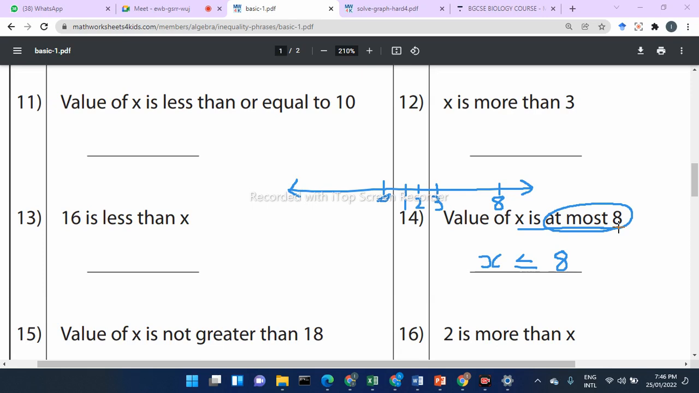Like if someone says, how much money do you have in your bank account? You say, well, I have at most 5,000. That means I don't know how much I have, but it isn't bigger than 5,000. So at most means it's going to be the highest number, which is 8. The highest number is 8, and everything is going to be less than 8. So here x is less than or equal to 8. It could be 8 or less than 8, but never bigger than 8.